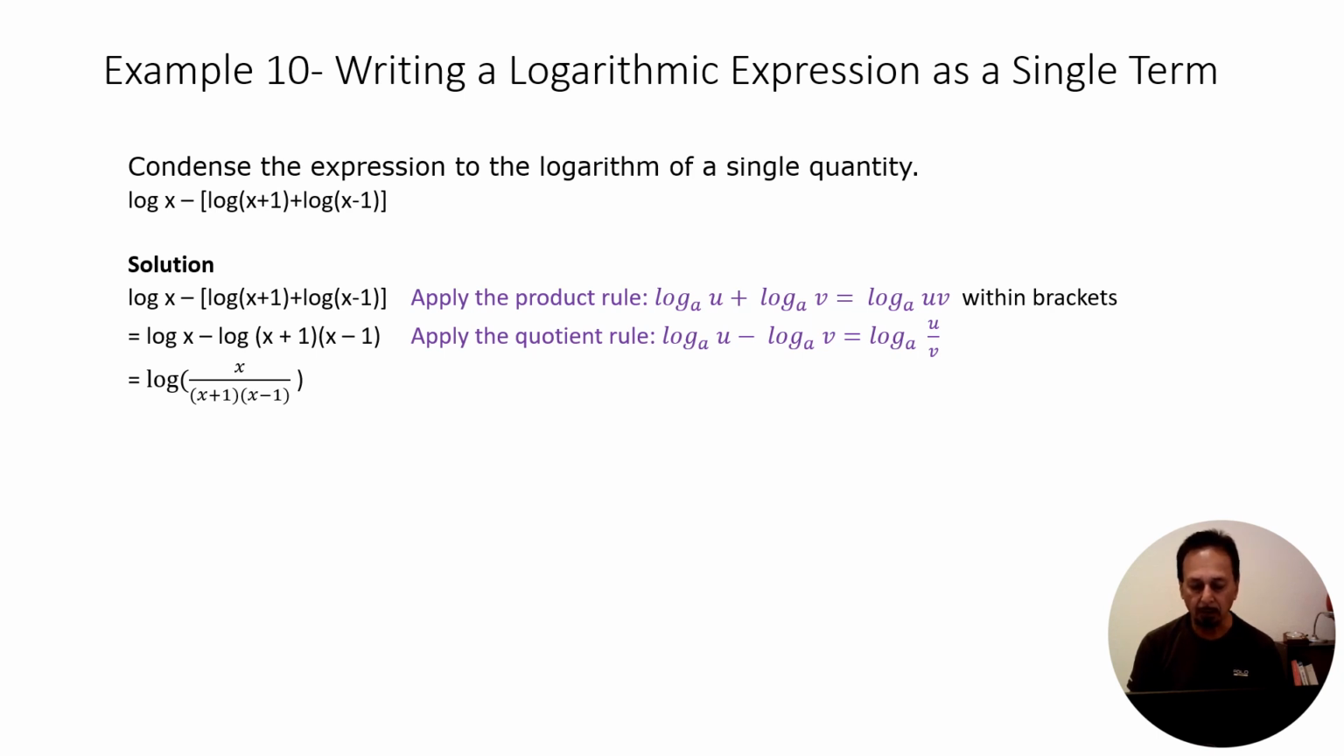Now there's a minus in the middle of two logs, so we apply the quotient rule: log of u base a minus log of v base a becomes log of u over v base a. Now u is your x and v is this whole thing. So I write the log once and divide x over this. Now we have a log of a single quantity.